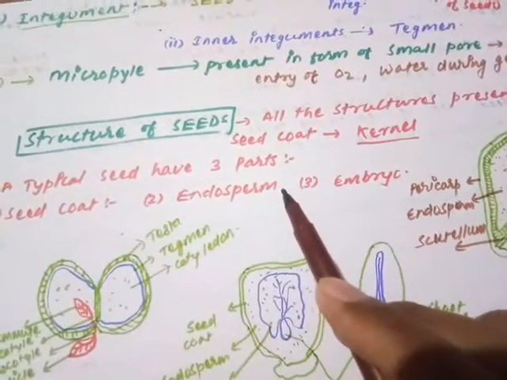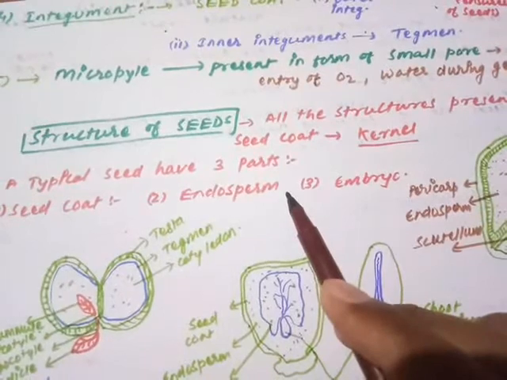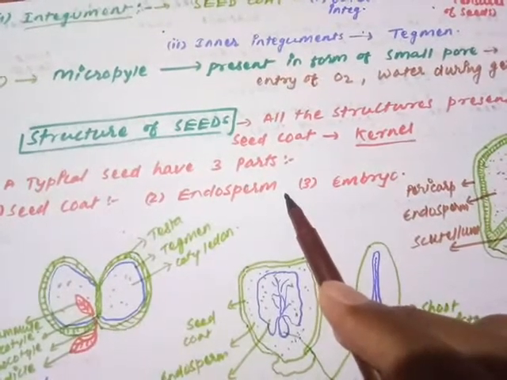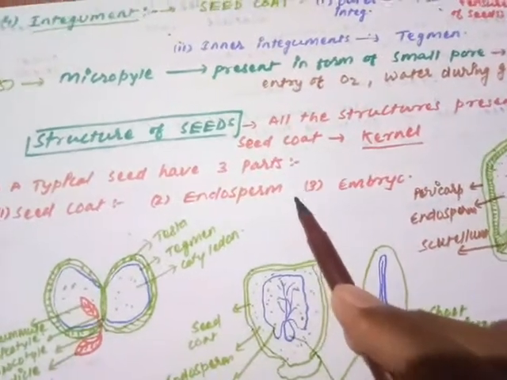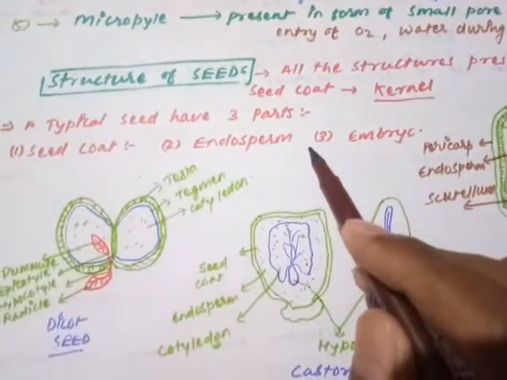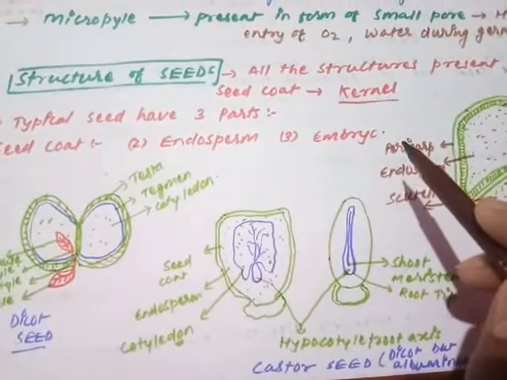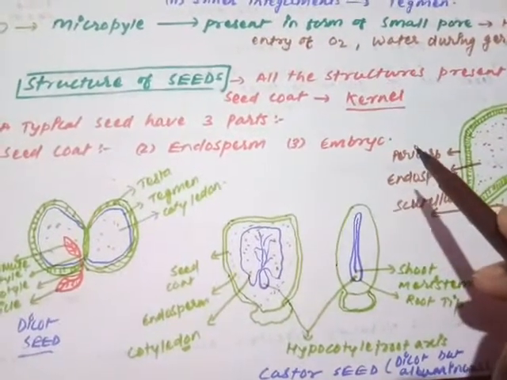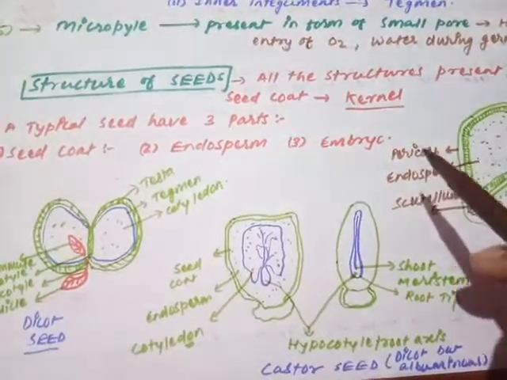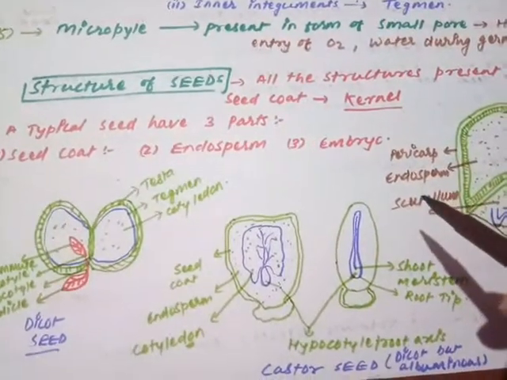Endosperm, we have seen that in some seeds the endosperm is present, and in some seeds there is no endosperm. Exalbuminous and albuminous seeds, you can go with those descriptions. Embryo is considered as the structure having the embryonal axis, epicotyl and hypocotyl, by which the root system and shoot system have to be developed.